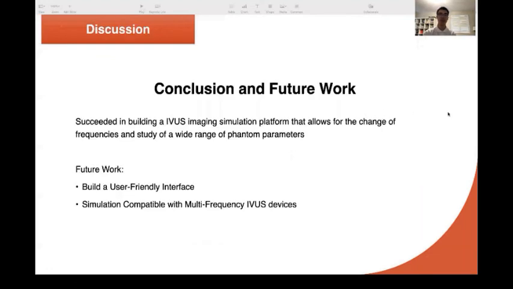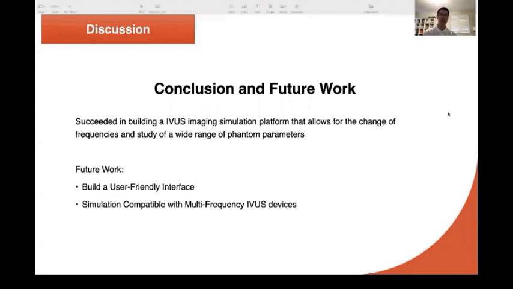In conclusion, we succeeded in building an IVUS imaging simulation platform that allowed for the change of frequencies as well as the study for a wide range of phantom parameters. This is important because this allows for easy access to a simulation that can compare images with these 2 parameters.